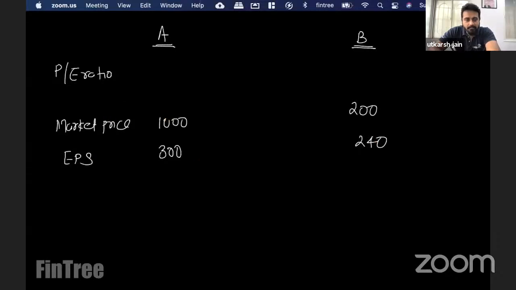Now you calculate the P ratio, please. Please help me with this. What is the P ratio of A and what is the P ratio of B? And tell me, which company are you going to select? Which company do you think is more efficient? Which company do you think is doing the business smartly? Which company would you like to be a part of your portfolio? Are you going to go for company A or are you going to go for company B?